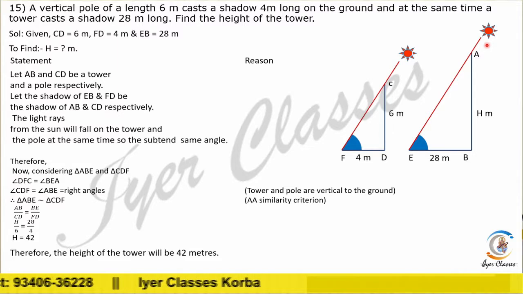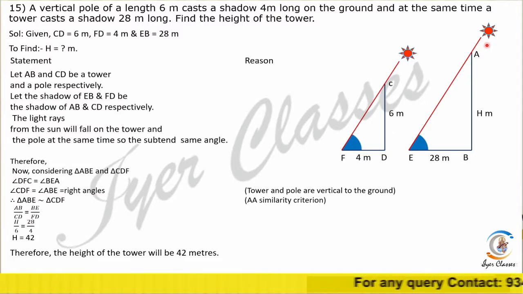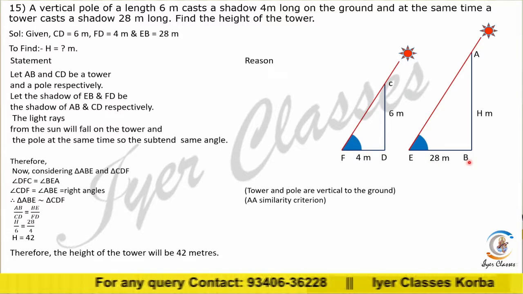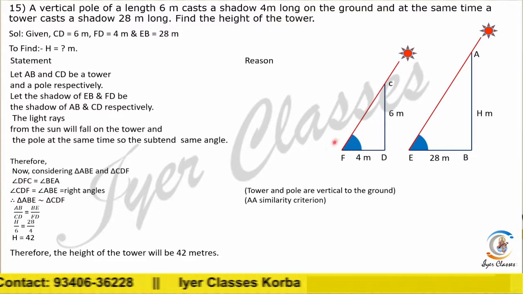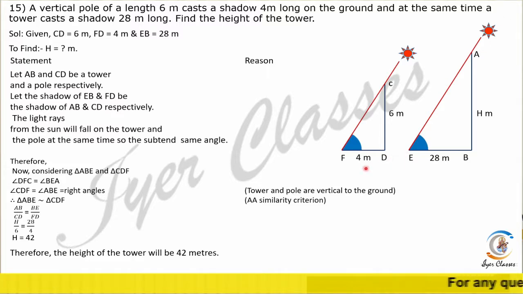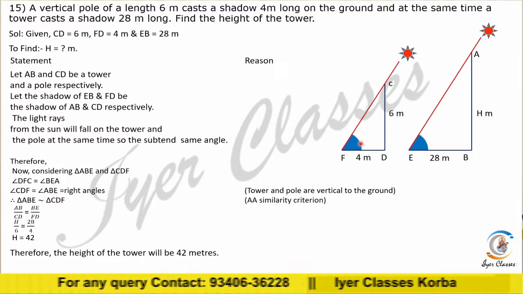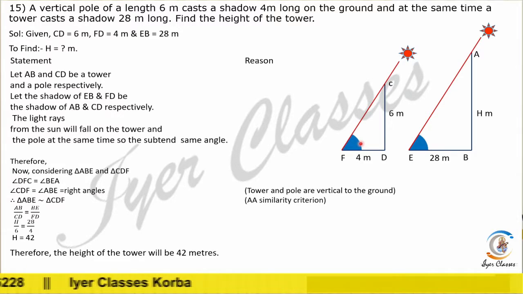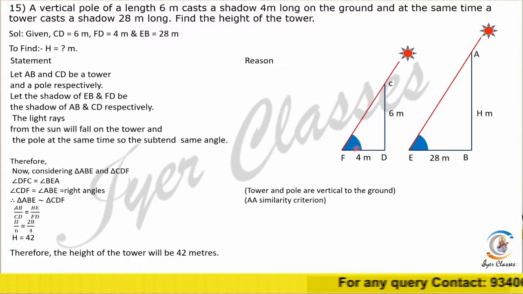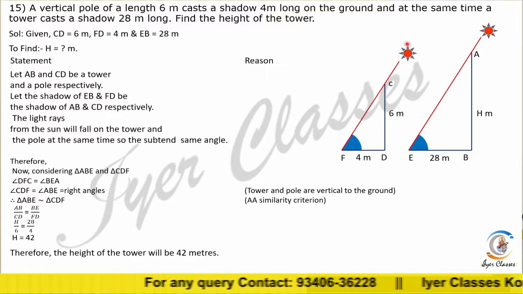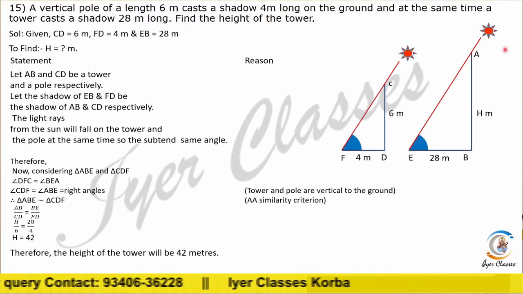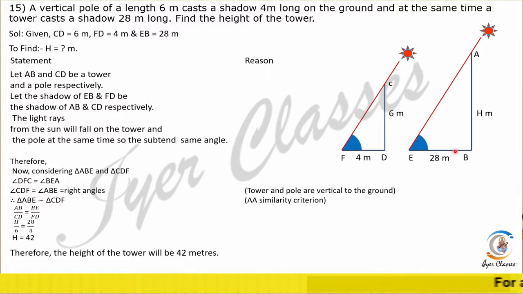How do I do it? Now, we know one thing. If the shadow is cast at the same time, the angle which the sun forms with the pole as well as the tower will be the same. That means these angles F and E should be equal, right? Now, if you consider triangles ABE and CDF, what do you know? The two angles, which are the angles subtended by the sun to the ground, will be equal. And CD and AB are vertical, so each of the angles will be right angles.